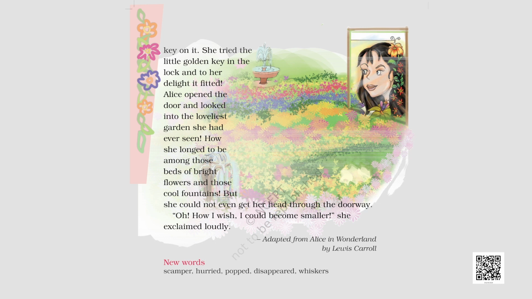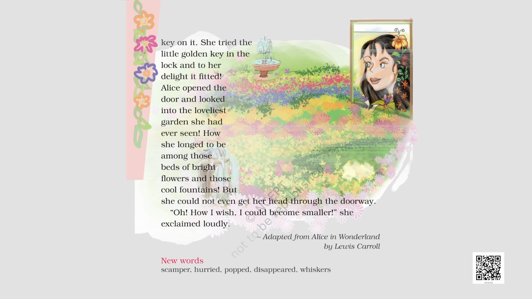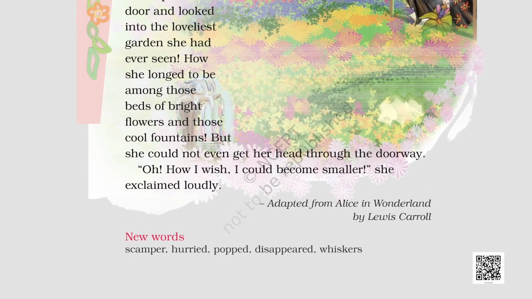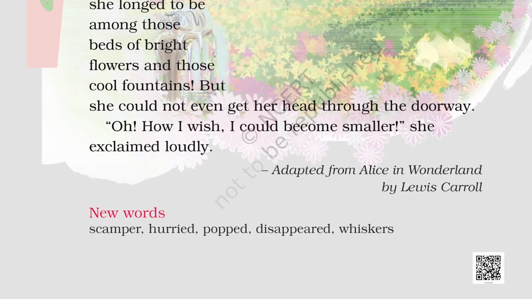Now, look at the beautiful garden on page 68, the garden that Alice saw out of the door. Let us now look at the important words that we must read on page 68. I'll read them for you. Please repeat after me.